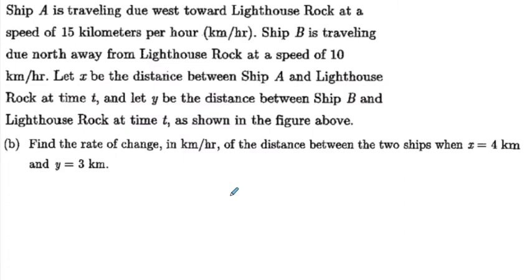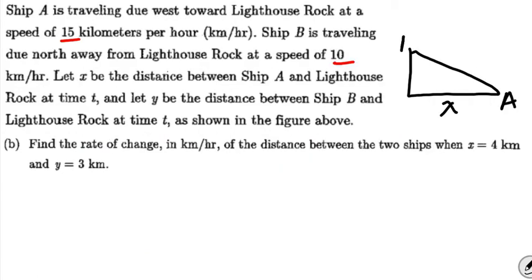Part B. Again, important information: 15 is our rate for X, and 10 is the rate for Y. I should have had that triangle drawn over here again. So this was X, because this was ship A, and this was ship B, so this is going to be Y. There we go. Okay. Find the rate of change in kilometers per hour for the distance between the two ships.